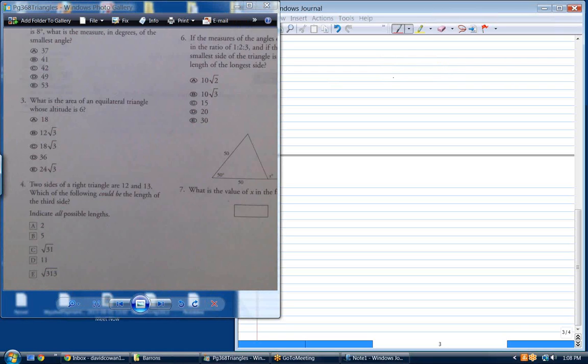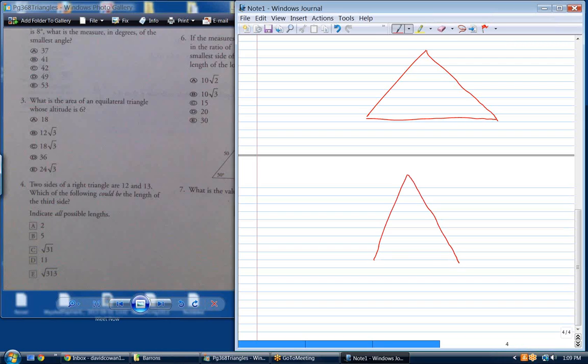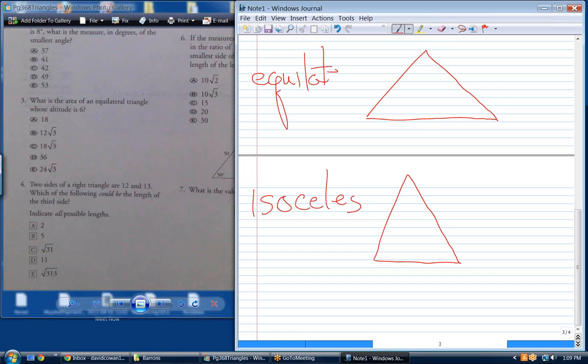Okay, number 3. We have an equilateral triangle. Does that mean that two sides of the triangle are the same? It means all three are the same. Okay, because the other one is called isosceles, right? Nice. This is isosceles, this is equilateral. I get them confused because we don't have those words. Equilateral is 3 equal sides and 3 equal angles, whereas isosceles is just 2 equal sides.